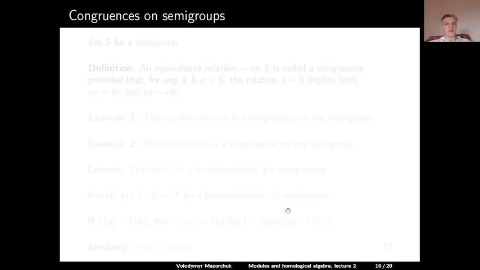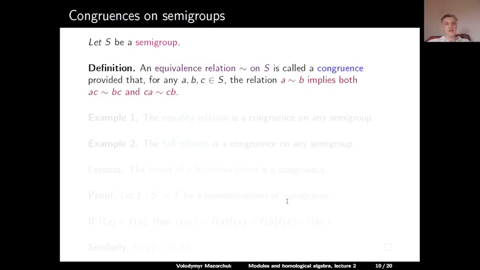Next, let us discuss congruences on semigroups. Let S be a semigroup. Definition: an equivalence relation tilde on S is called a congruence, provided that for any elements a, b, and c in S, the relation a tilde b implies both ac tilde bc and ca tilde cb. So in other words, the relation tilde should be stable with respect to both right multiplication with elements in S and left multiplication with elements in S.